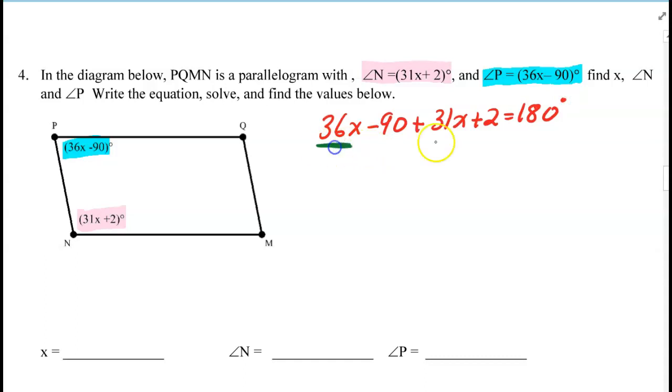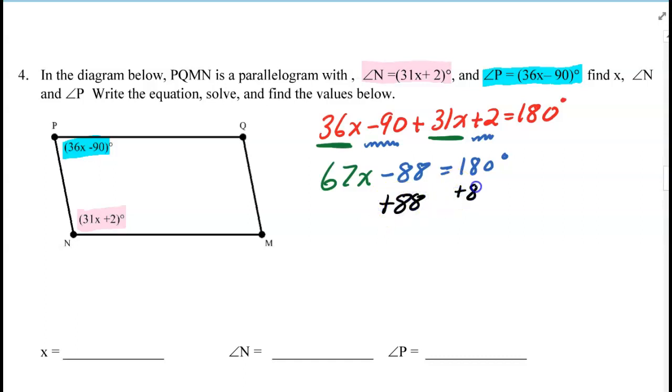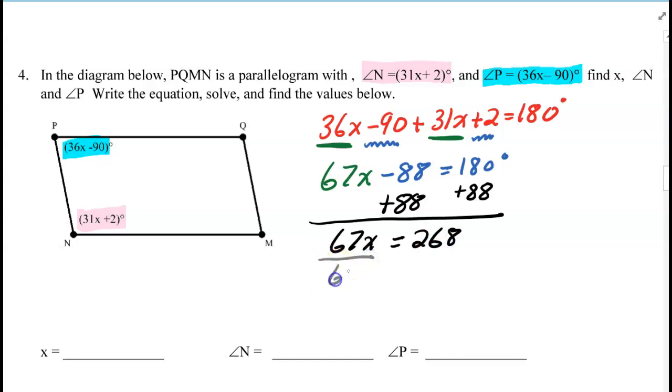I'm going to combine like terms, which are the 31x and the 36x. I'll get 67x. When I combine the numbers, negative 90 and 2, I get minus 88, and that's equal to 180 degrees. Next, I'm going to add 88 to both sides. Doing that, I'll get 67x is equal to 268. And now I'm going to divide by 67.